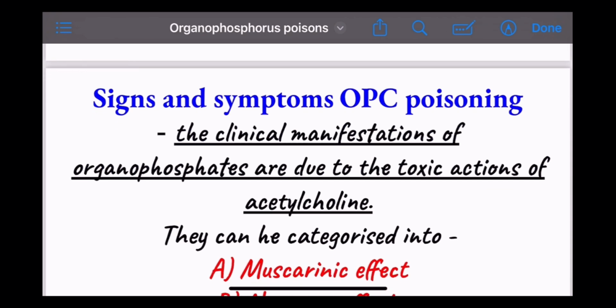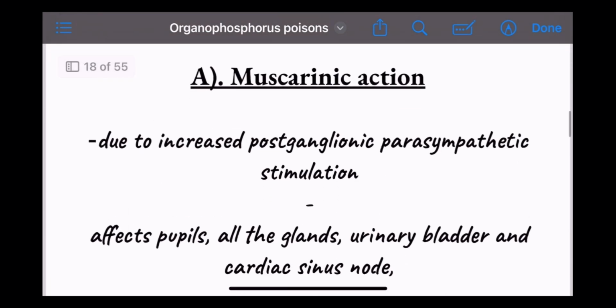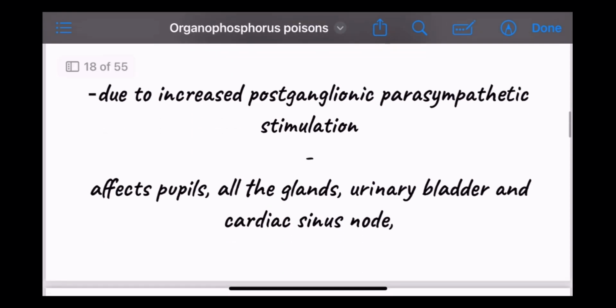The clinical manifestations of organophosphates are due to the toxic action of acetylcholine, that I told you earlier also. They can be categorized into muscarinic effects, nicotinic effects, and central nervous system manifestations. So the most important is muscarinic action only, that you have to remember, no doubt. It is due to increased postganglionic parasympathetic stimulation. Fine, it usually affects pupil, glands, urinary bladder, cardiac sinus node.